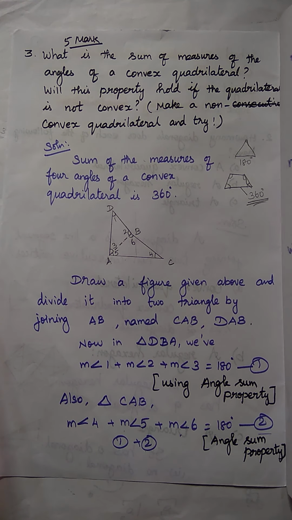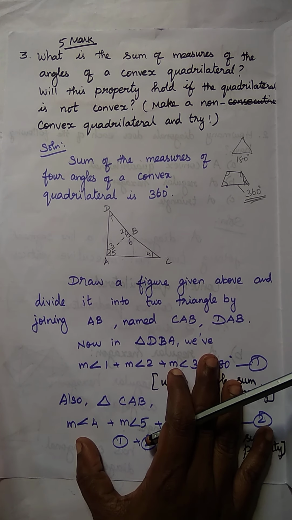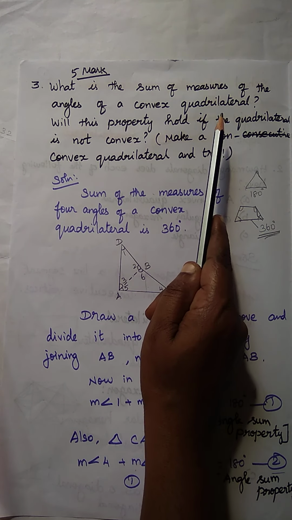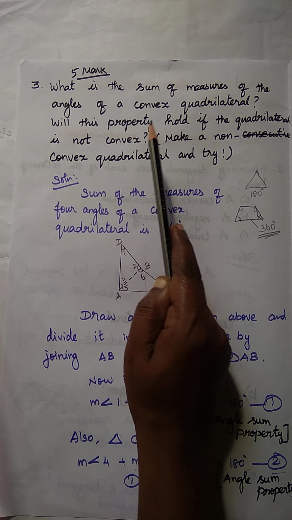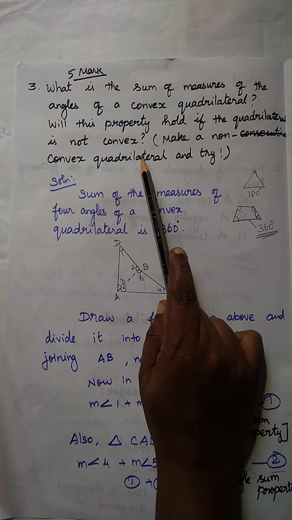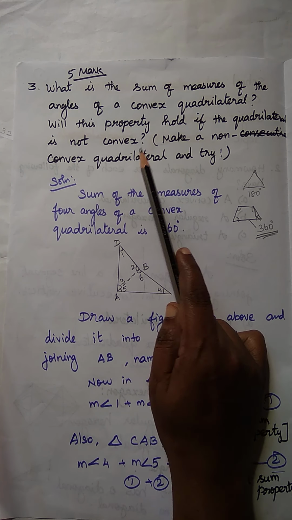Okay, in the last class we have seen the question: what is the sum of the measure of the angles of a convex quadrilateral? Will this property hold if the quadrilateral is not convex? Whether the quadrilateral is convex or not convex, what is the total sum of the measure of the angles of the quadrilateral? That was the question.